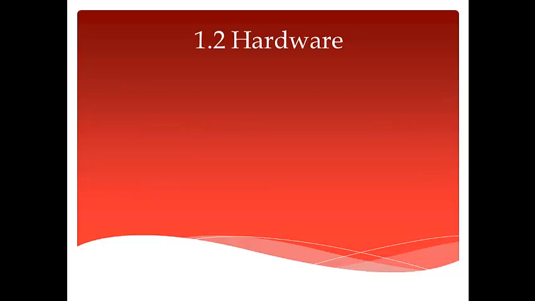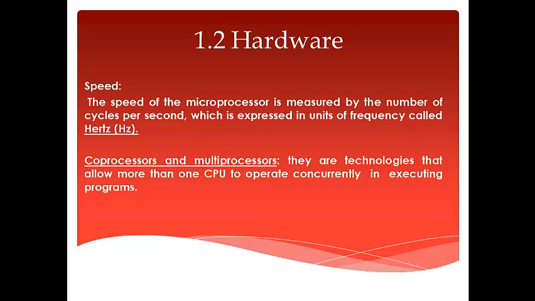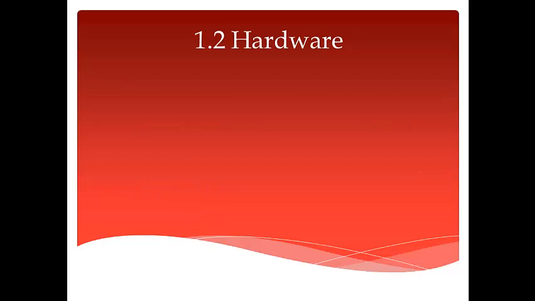Multiprocessor. These are technologies that allow more than one CPU to operate concurrently in executing programs. These technologies allow one or more CPUs to operate concurrently in executing programs.